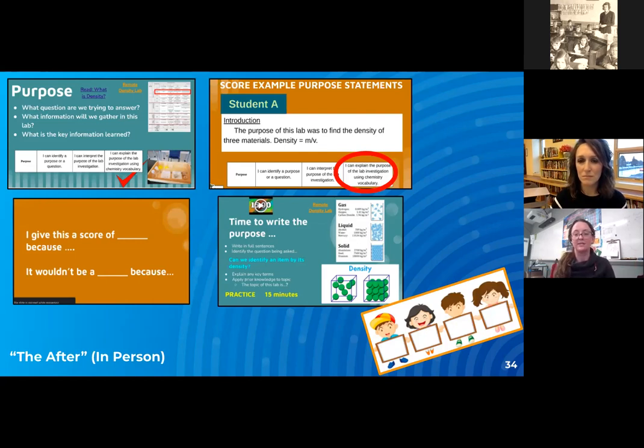So I modeled this for them, and then I would allow them to do it on their own as well. When I did this in person, the kids had whiteboards, so it was really nice. They would hold up whiteboards that would say three because, not four because. So this year when I went to teach, I thought, oh no, I don't really know how I'm gonna do this. So I reworked it and just changed it a little bit.